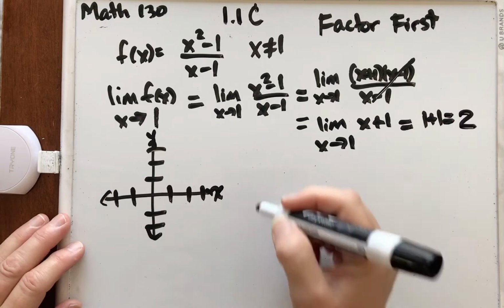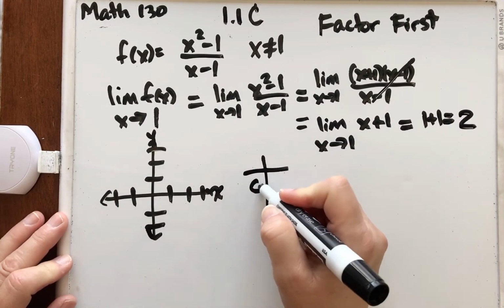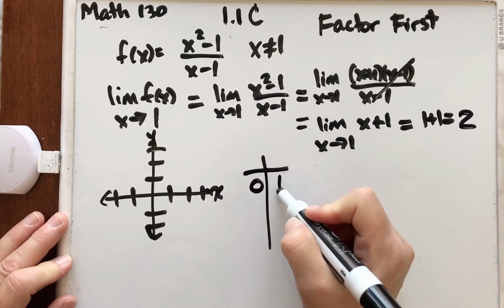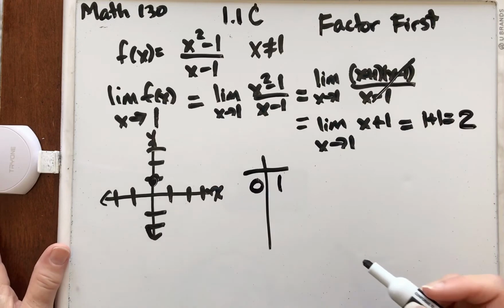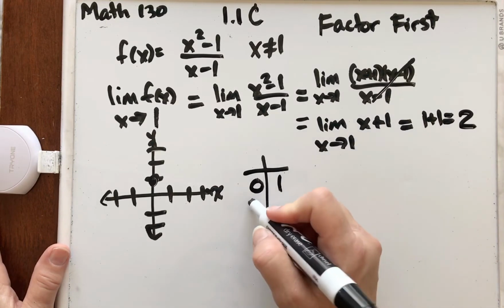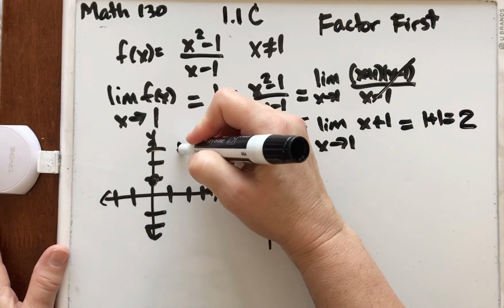Okay, I'm just going to make a little table. If we put in 0 right here, we get 1. 0, 1 is our point. If we put in 2, we get 3. 2, 3 is our point.